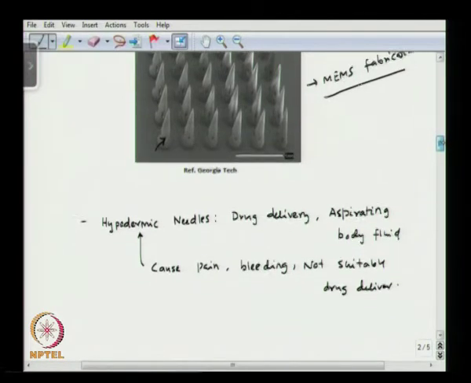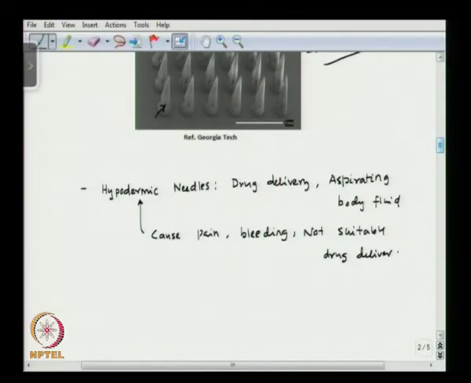Okay. So, for example, if we want to inject a particular amount of drug at a precise location in the body, we will not be able to do that using the conventional hypodermic needle, because the diameter of the needles is of the order of millimeter. But we may be able to achieve that using microneedles which have a diameter of the order of tens of micron to hundreds of micron.